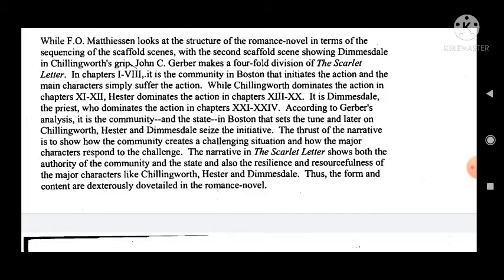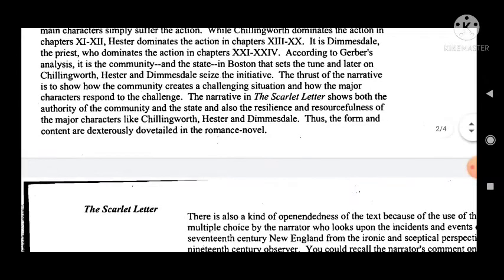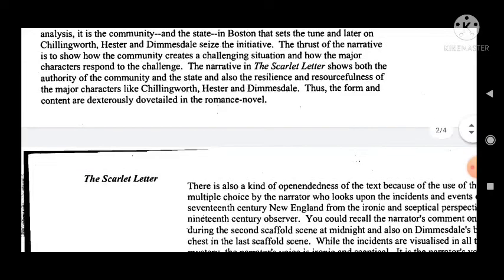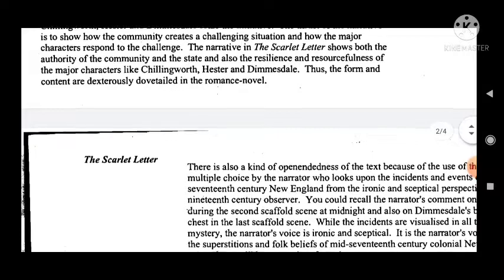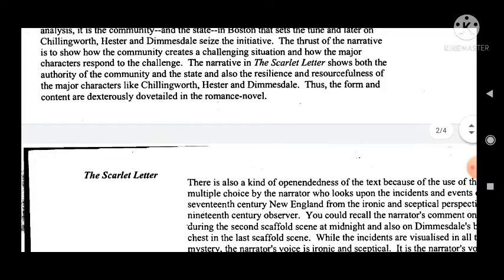According to Gerber's analysis, it is the community and the state in Boston that sets the tune, and later on Chillingworth, Hester and Dimmesdale seize the initiative. The thrust of the narrative is to show how the community creates a challenging situation and how the major characters respond to the challenge. The narrative in The Scarlet Letter shows both the authority of the community and the state, and also the resilience and resourcefulness of the major characters like Chillingworth, Hester and Dimmesdale.